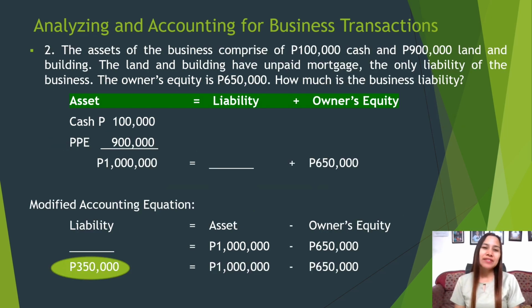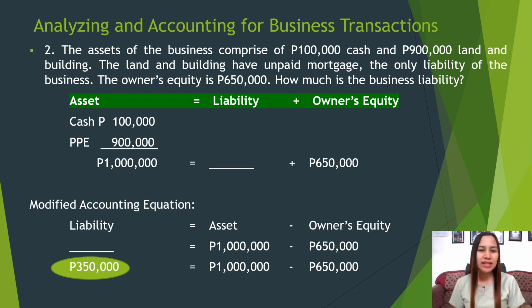Next transaction. The assets of the business comprise of 100,000 cash and 900,000 land and building. Of course, these are assets. The land and building have unpaid mortgage, the only liability of the business. The owner's equity is 650,000. How much is the business liability?